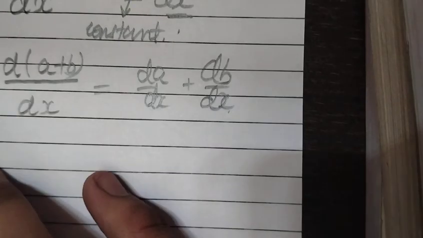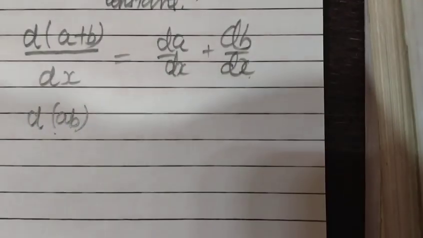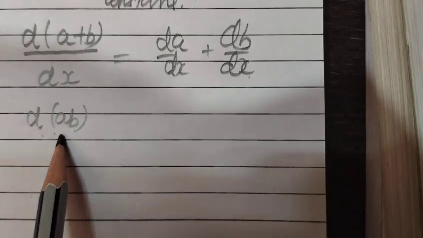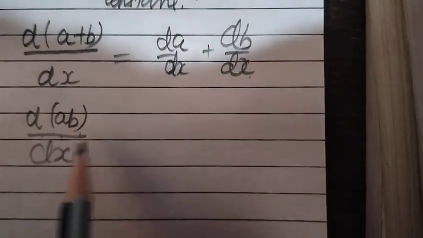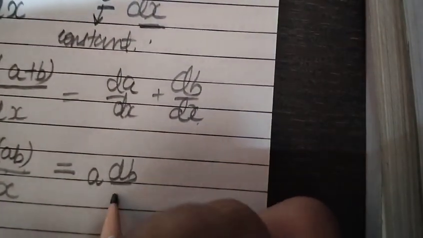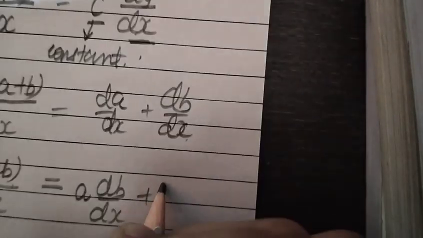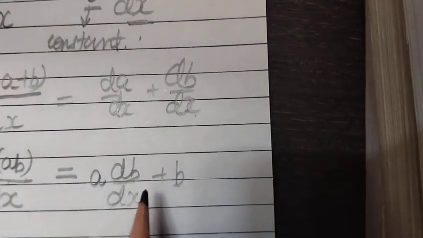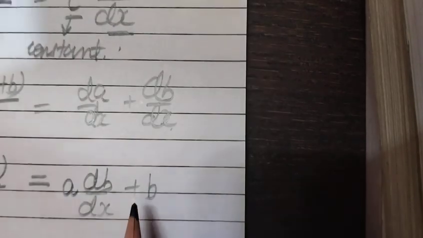The next rule that we have is for the product of A and B. The differential coefficient of the product of A and B upon dx is equal to A dB upon dx plus B dA upon dx.